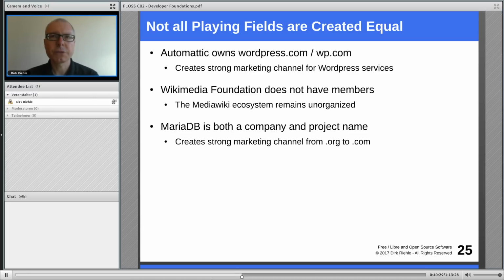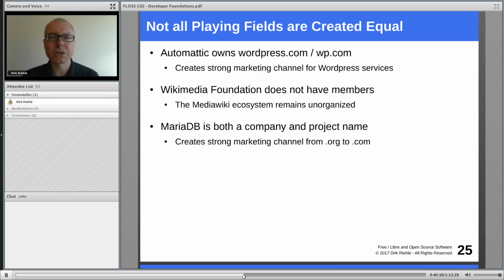The Wikimedia Foundation does not allow natural people, or any juristic members either, to join them for any open governance around the MediaWiki software. There is some sort of community, but it's not regulated.